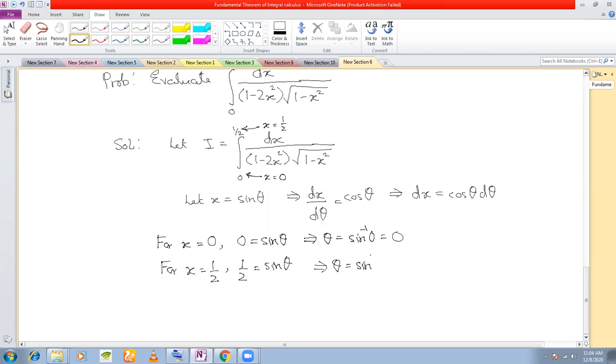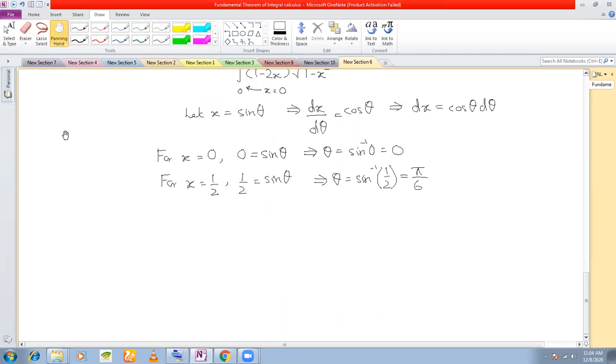And what is the value of sine inverse half? Pi by 6. The sine of pi by 6, 30 degrees, right? Yes, sir, pi by 6. So now what does the integral become? Therefore, I is equal to integral. Now write the new limits. The lower limit now becomes 0, and the upper limit now becomes pi by 6.